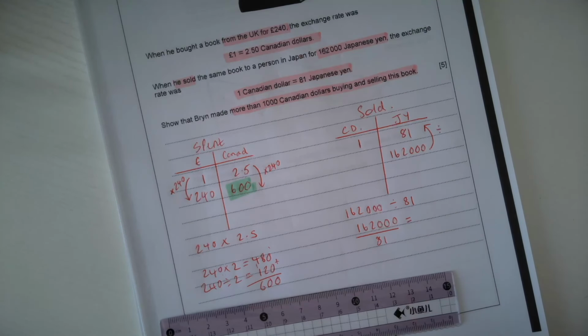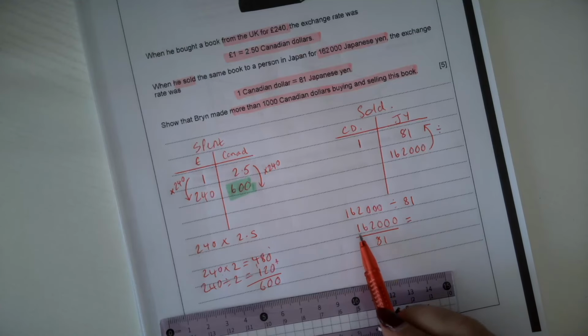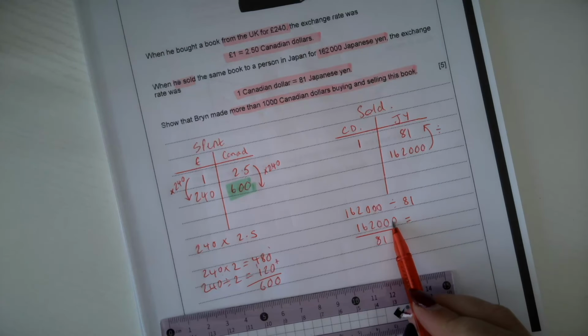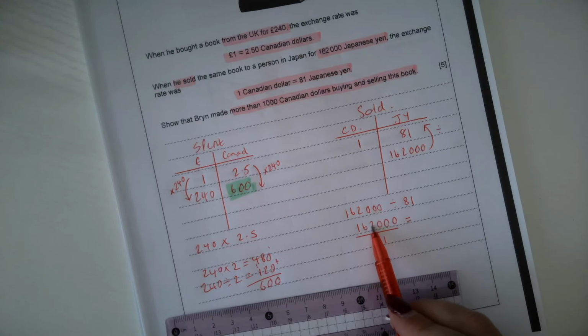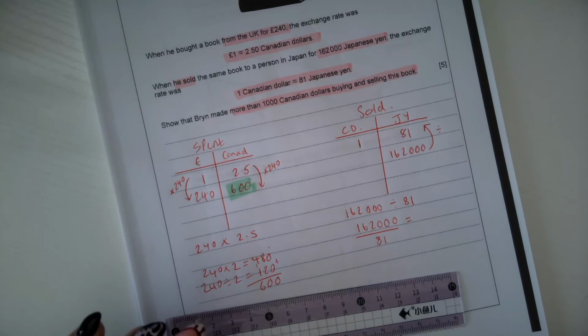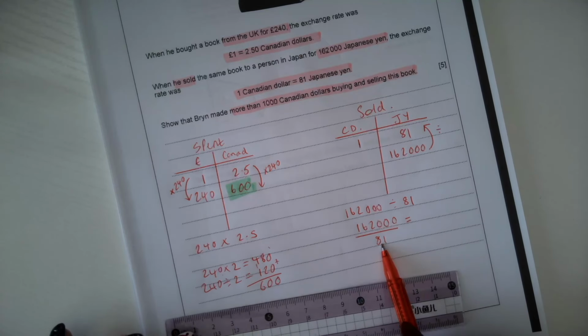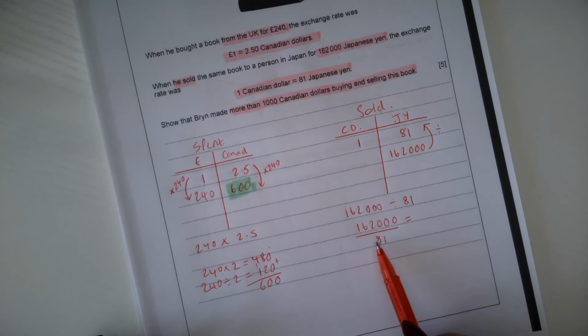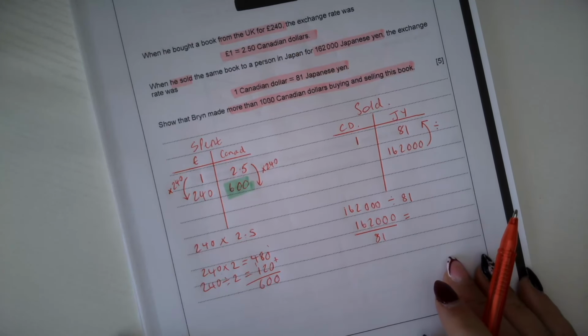Okay, let's start with 3. Can I divide them both by 3? The rule of divisibility for 3 is if you add the digits together and you get a number in the 3 times tables, you can divide it by 3. So 1 plus 6 plus 2. 1 plus 6 is 7, plus 2 is 9, and then they're all zeros. This adds to 9, so I can divide 162,000 by 3. Let's check 81. 8 plus 1 is 9. 9 is in the 3 times tables. So I'm going to start by dividing them both by 3, guys.